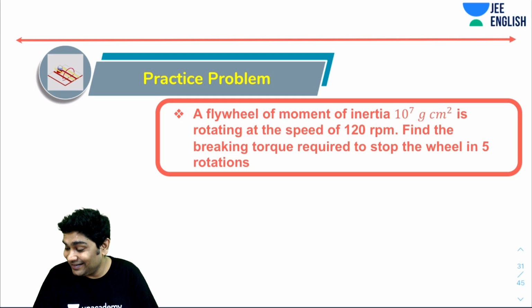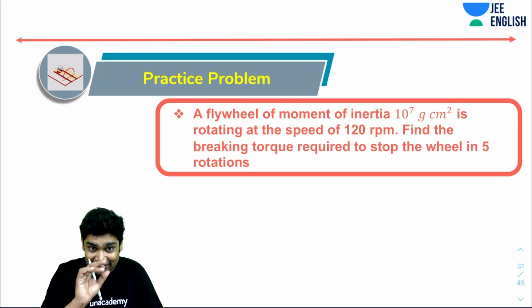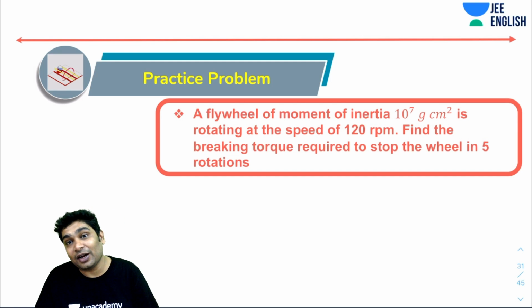Shall we? So here you've been told a flywheel of moment of inertia 10 to the power 7 gram centimeter square is rotating at a speed of 120 rpm. You have to find the braking torque. So you are applying a torque which is trying to slow this flywheel down. You have to find the braking torque required to stop the wheel in 5 rotations.